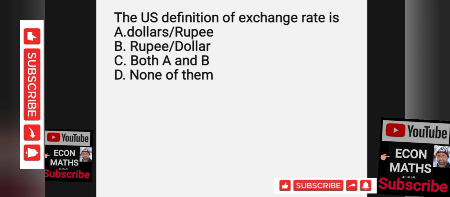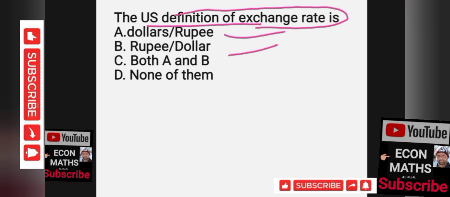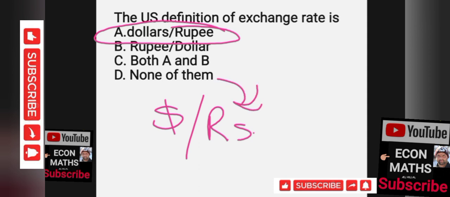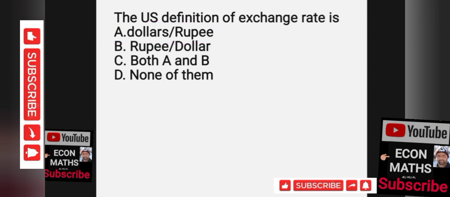Next question is, the US definition of exchange rate is dollar per rupee, rupee per dollar, both A and B, none of them. So it is dollar per rupee. And we know exchange rate is simply how many units a currency can buy of another currency. So there is nothing to explain here.